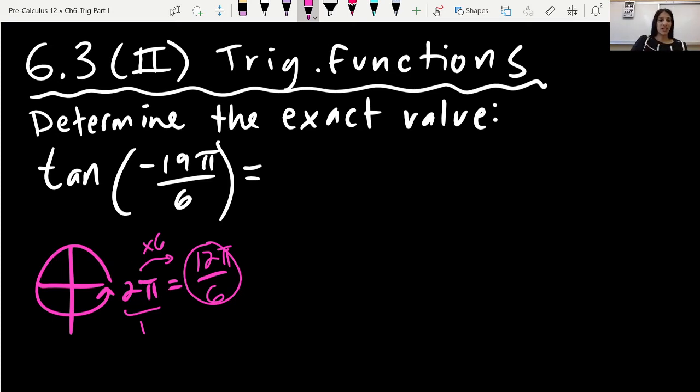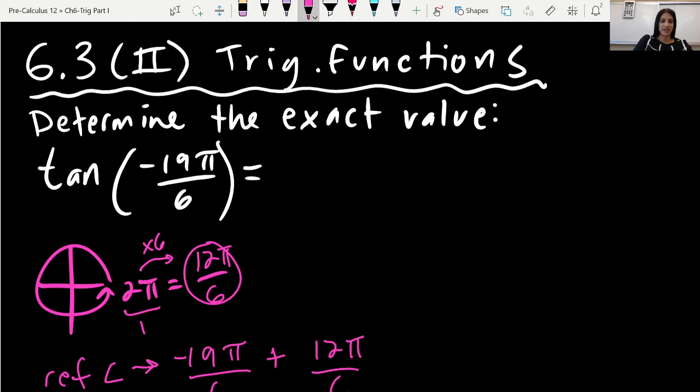If I want to take this negative 19 pi over 6 and unravel it, or find the reference angle, a good way to do that is to add 12 pi over 6 to start to bring it to the positive side. But just by looking at it, I can tell that doing that once is not going to help me. I'm going to have to do it again. So instead of doing plus 12 pi over 6 again, I'm just going to multiply that by 2.